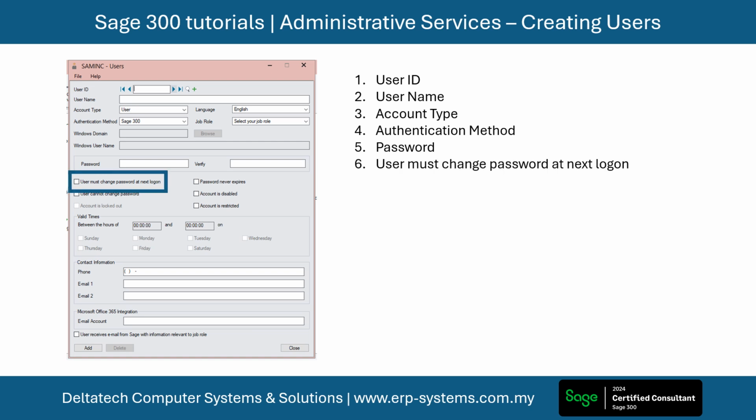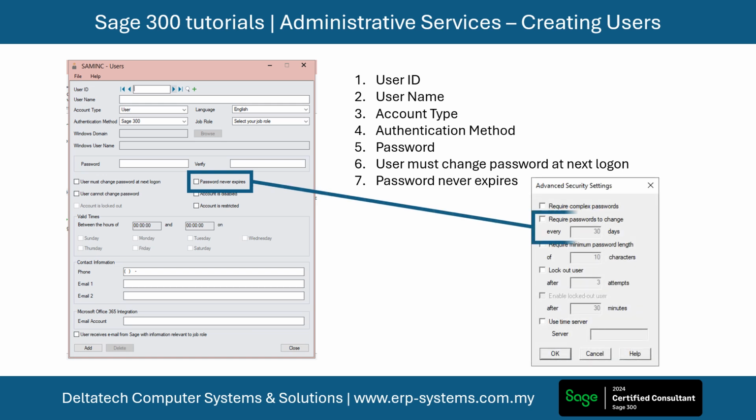Select the User Must Change Password at Next Logon option if you want the user to change their password. Select the Password Never Expires option if you do not require the user to reset their passwords periodically. If you do not select this option, then the user will need to change passwords depending on the setting in Advanced Security Settings.